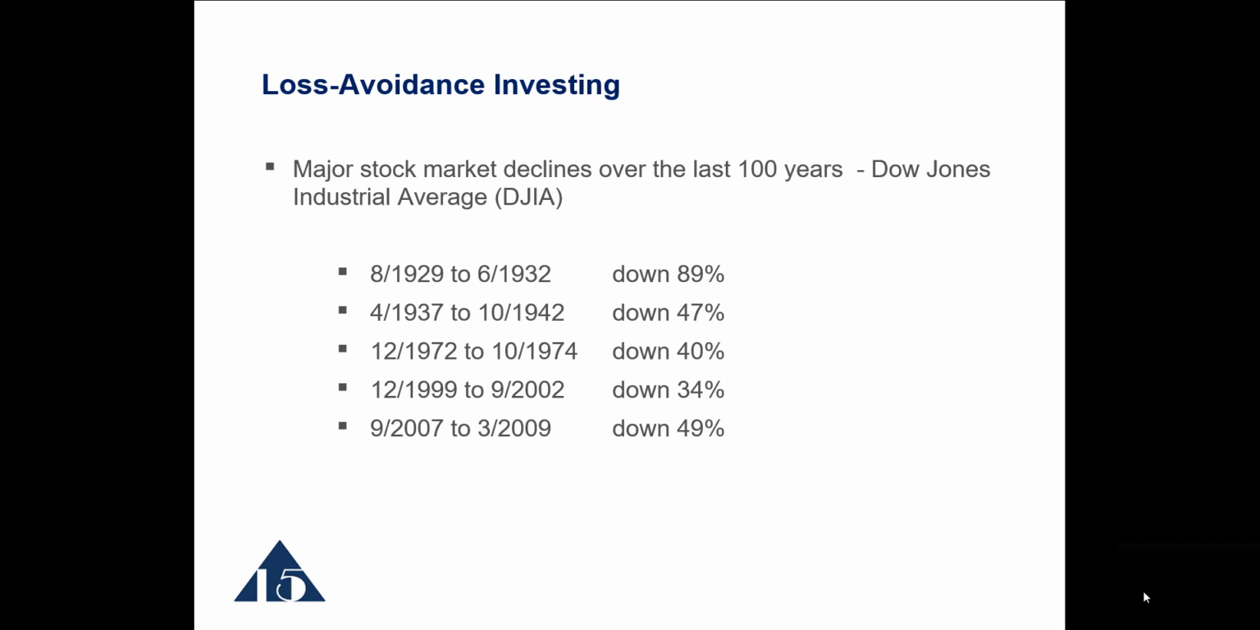And these losses did not occur over a week or a month. They occurred over a long period of time. From the peak in prices to the very bottom back in the 1930s, it took almost 3 years to go from the top to the bottom. And so our goal is to avoid these kinds of long-term protracted losses.